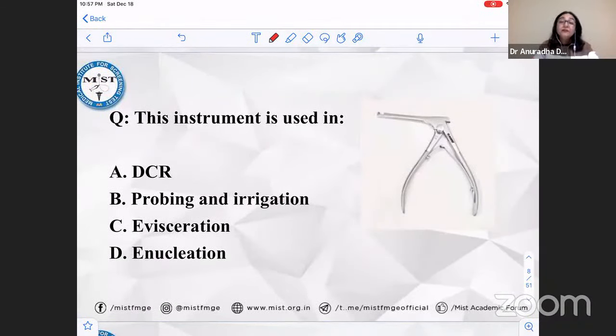So this was an image-based question in which an instrument is shown to you as shown here. The question asks you to identify the instrument, and then you have to find out what purpose this instrument is used for. The choices were DCR, that is dacryocystorhinostomy, probing and irrigation, evisceration, enucleation. So let's identify the instrument first of all.